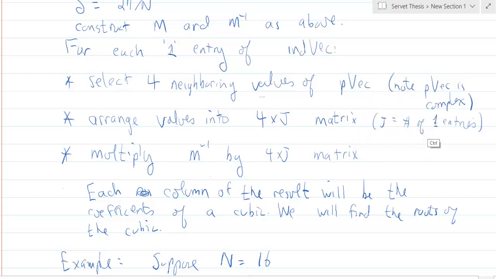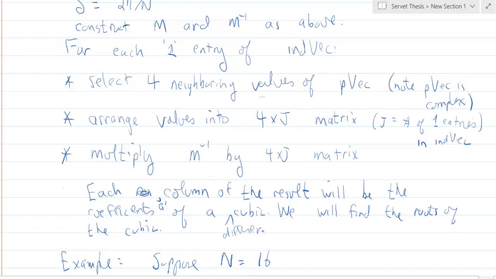J is the number of 1 entries in INVEC. For every 1 entry in INVEC, you're going to get 4 values of P, and you're going to arrange these into a 4 by J matrix. Then I multiply M inverse by this 4 by J matrix. Each column of the result will be the coefficients, the A prime of a different cubic.